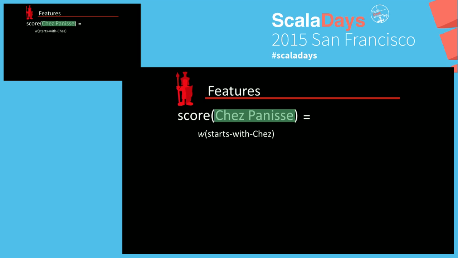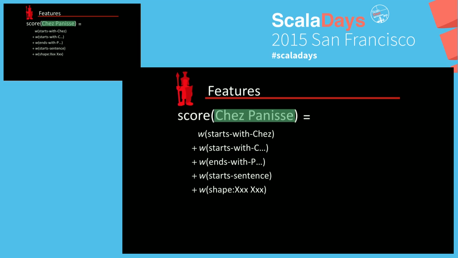So for instance, we might have a feature weight for the first word starts with a capital C. Ends with a word that starts with a capital P. And so starts the sentence. This is the kind of declarative specification that we usually think about when we're working in machine learning. Right, a couple other things.